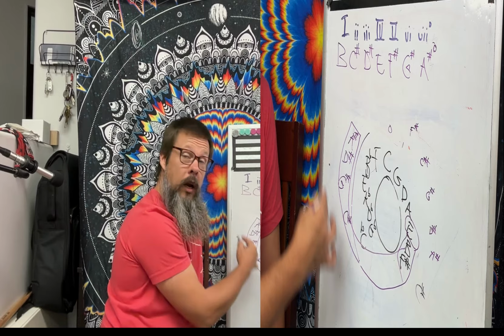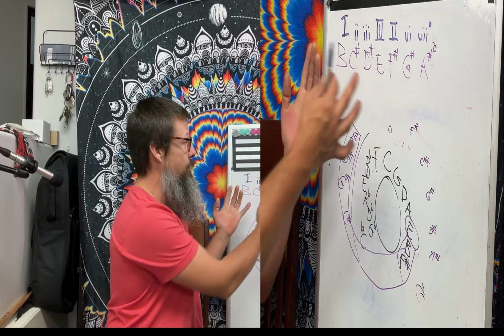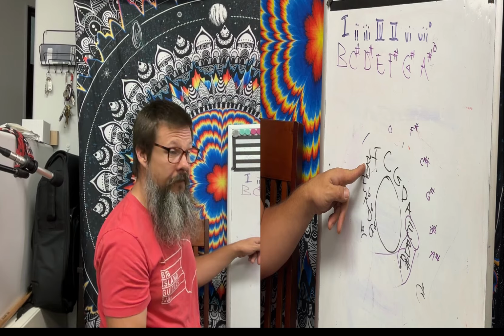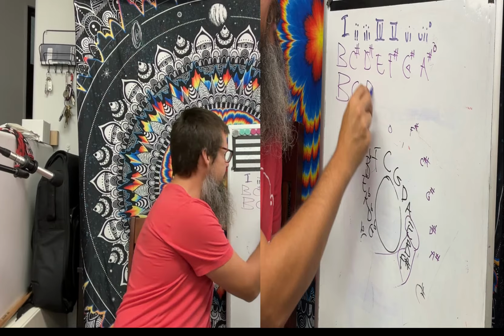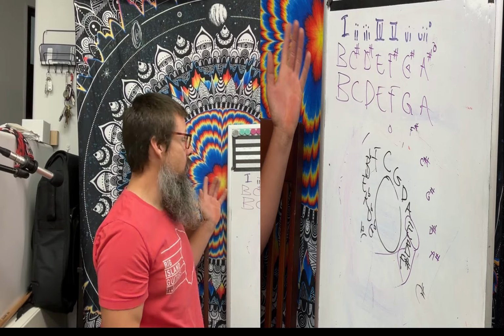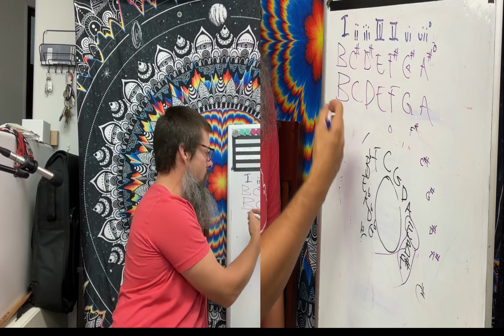Since we know that B major has five sharps, how do I know how many flats are in the key of B flat if I didn't already know that there's two? Well, you would write out your B, C, D, E, F sharp, G, and A. All those that had sharps, you just now make naturals. Remember our accidentals: sharps, flat, or natural. Any note that did not have a sharp now becomes a flat.